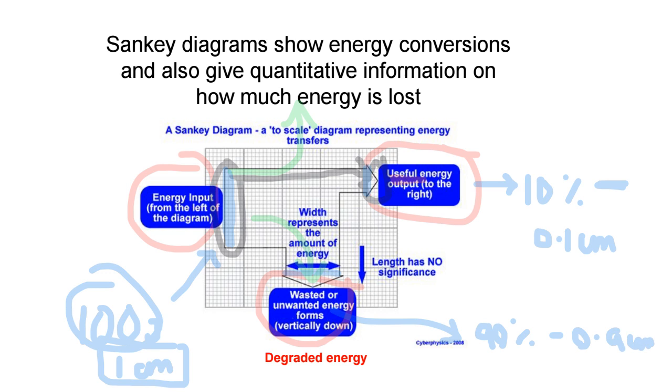Now, before we move on, I'm just going to identify a very important term here, which is degraded energy. Degraded energy is another way of describing wasted or unwanted energy. Okay, so it's the correct terminology for wasted or unwanted energy. So please make a note of it. It's fundamental.